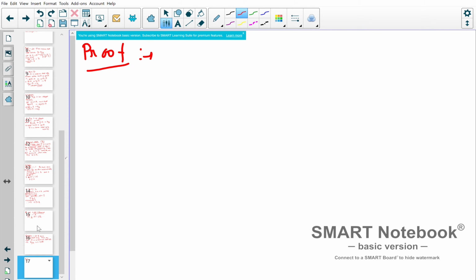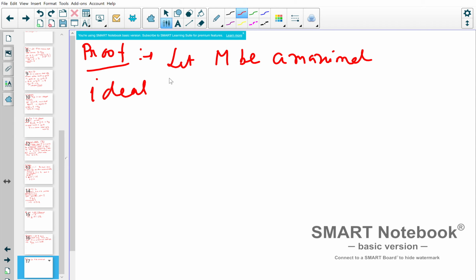So which part should I prove first? Let me assume that M is a maximal ideal of R. I need to prove that R mod M is a field. So consider this. Let me write M bar, which is R mod M.